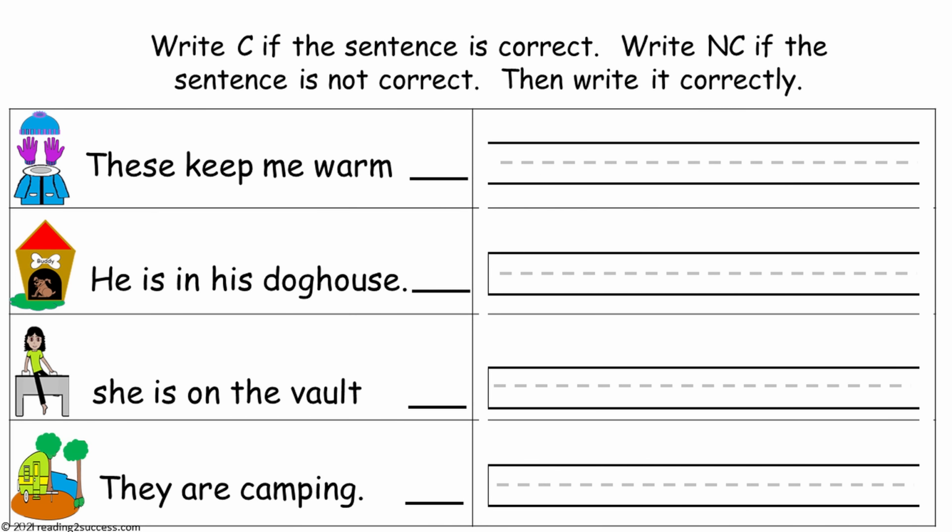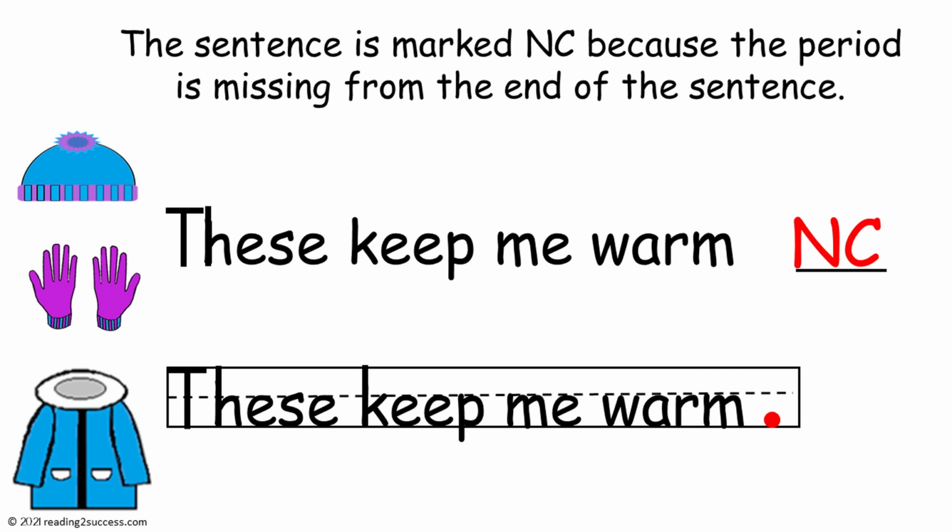Now have kids write a capital C if the sentence is correct, or write a capital NC if the sentence is not correct, and if it is not correct, then have them write it correctly. The first sentence is marked capital NC for not correct because the period is missing from the end of the sentence. Kids need to rewrite the sentence and add the period.